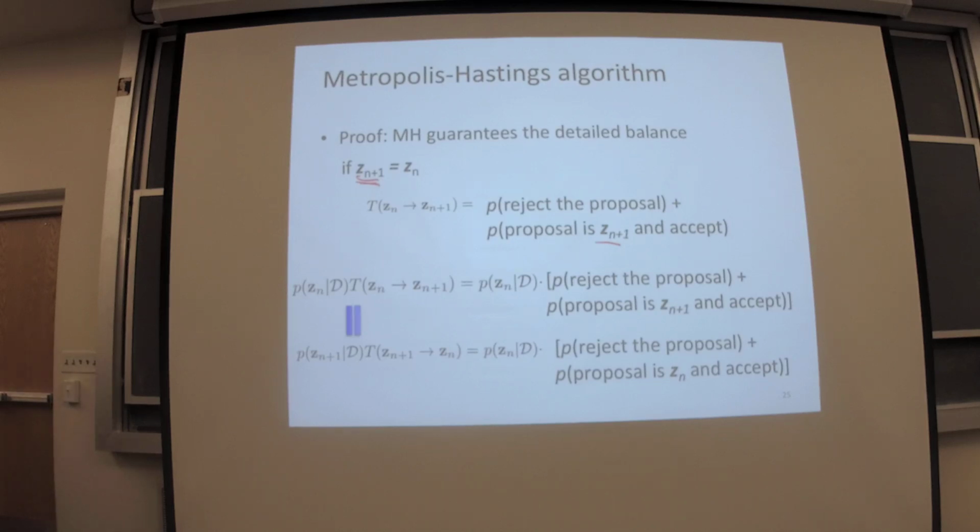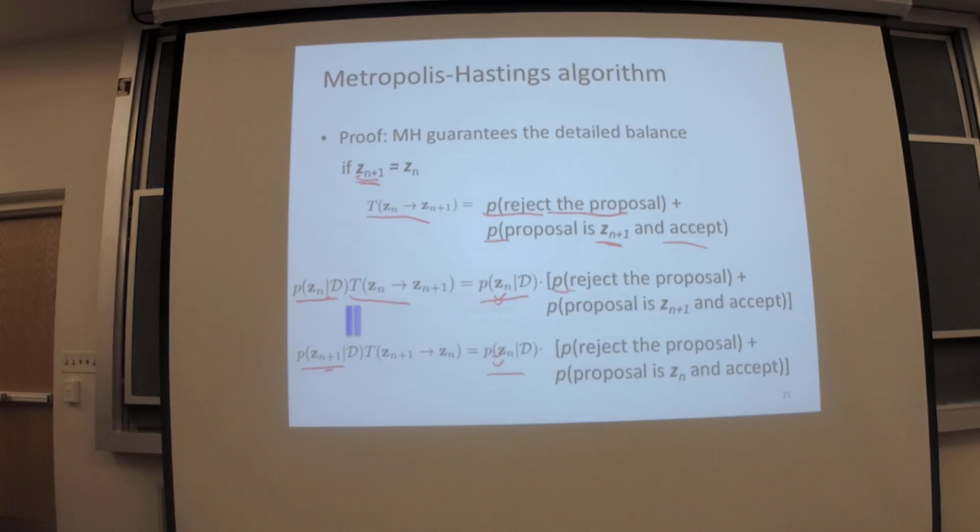So that means your transition kernel has to consist of two parts. First, the probability that you reject the proposal. Second, the probability that your proposal is Zn plus 1, which is the same as Zn, and also accepted. And then you can multiply with the corresponding probability, like the posterior of Zn given D multiplied with the transition probability from Zn to Zn plus 1, and calculate them. Because Zn plus 1 equals Zn, you can see on the outside, they are the same. They are both the posterior probability of Zn given D, right?